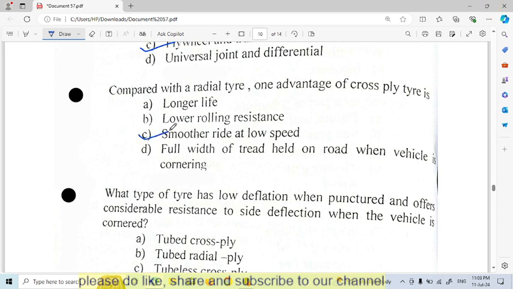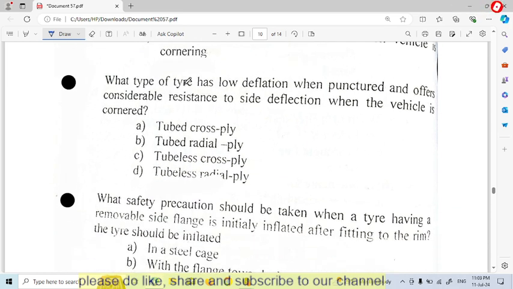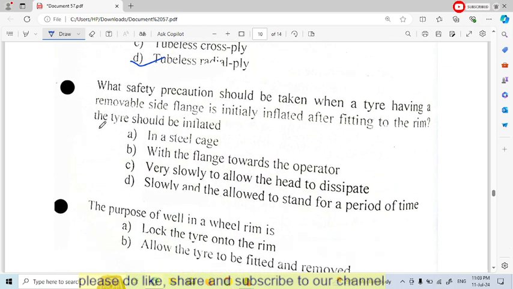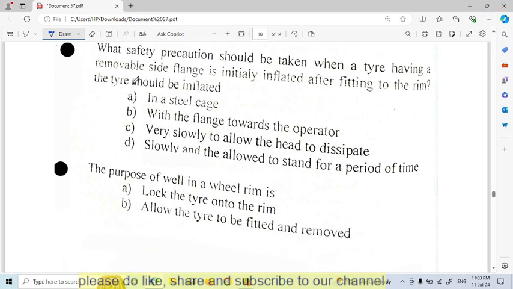Next, compared to a radial tire, one advantage of a cross ply tire is smoother ride at low speed. That is the advantage of a cross ply tire over a radial tire. What type of tire has low deflection when punctured and offers considerable resistance to side deflection when the vehicle is cornered? A tubeless radial ply tire has low deflection when punctured. Okay. What safety precaution should be taken when a tire having a removable side flange is initially inflated after fitting to the rim? The tire should be inflated in a steel cage, which will be the right answer.